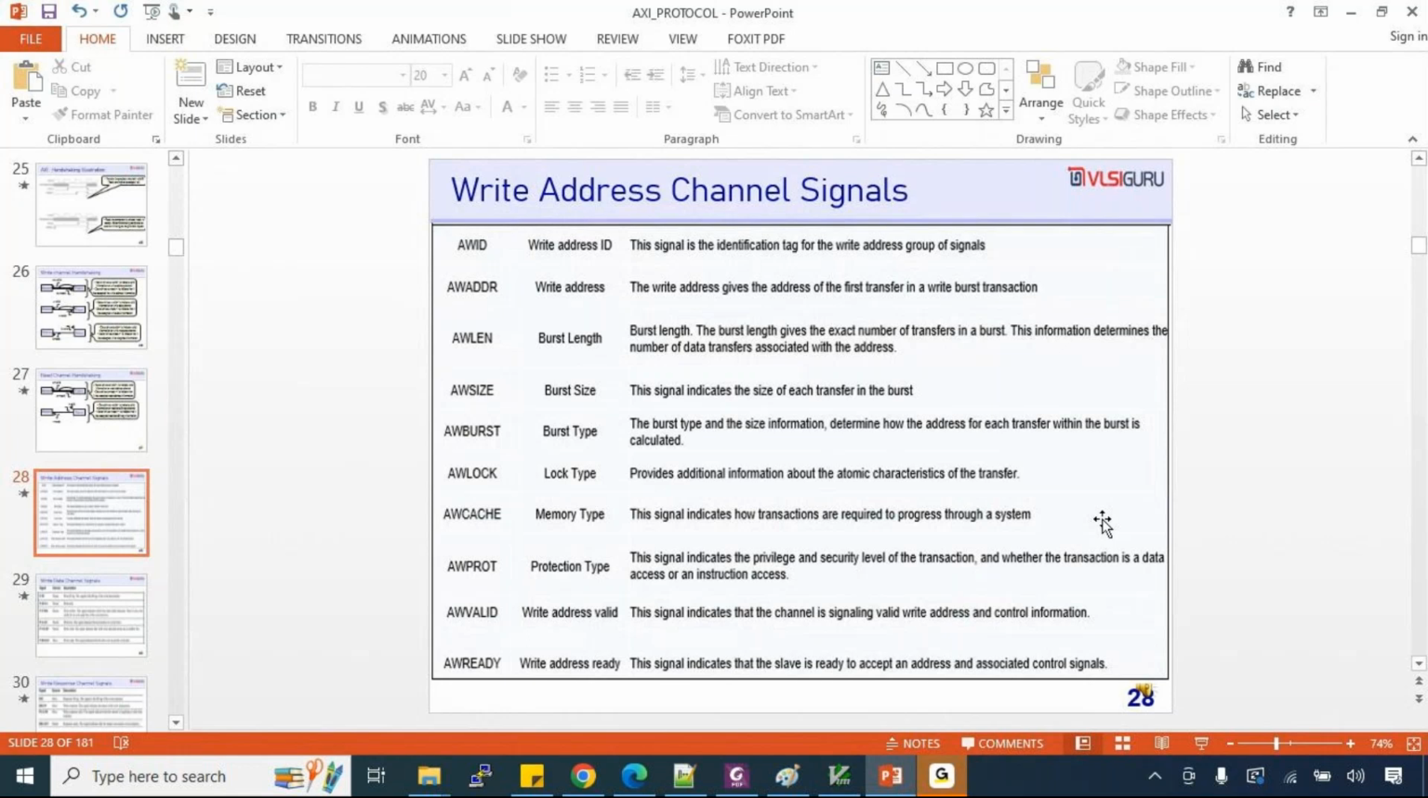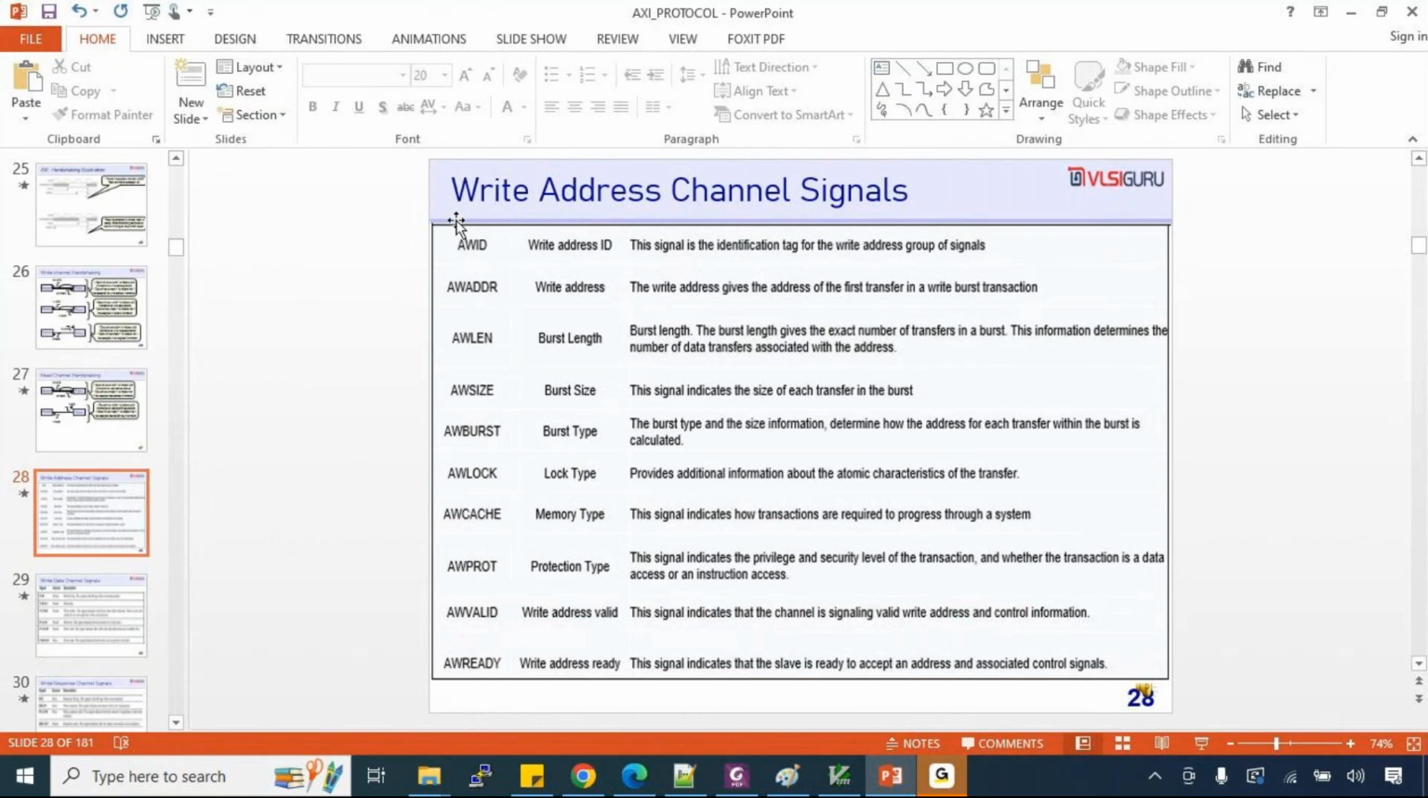AW address, AW ID is for write address ID. AW address, AW length. What is the significance of each thing? I'll tell you. For now, don't try to understand everything. Okay. AW size, AW burst, lock, cache, prot, valid and ready. You may be asking what AW is?